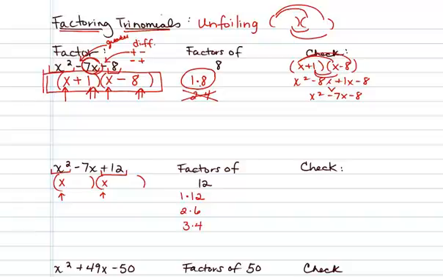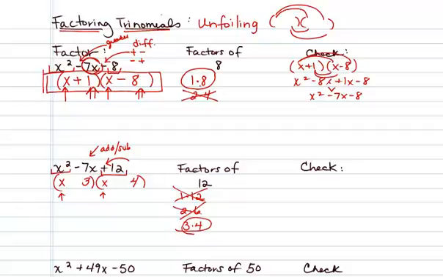Now remember, to pick the group of numbers, you need to add or subtract to get this middle number. So when you add 1 and 12, you get 13. When you subtract them, you get 11. That's not going to work. We need 7. Add 2 and 6, you get 8. Subtract them, you get 4. Not getting 7. 3 and 4, you add them, and you get 7. So we're going to use 3 and 4.